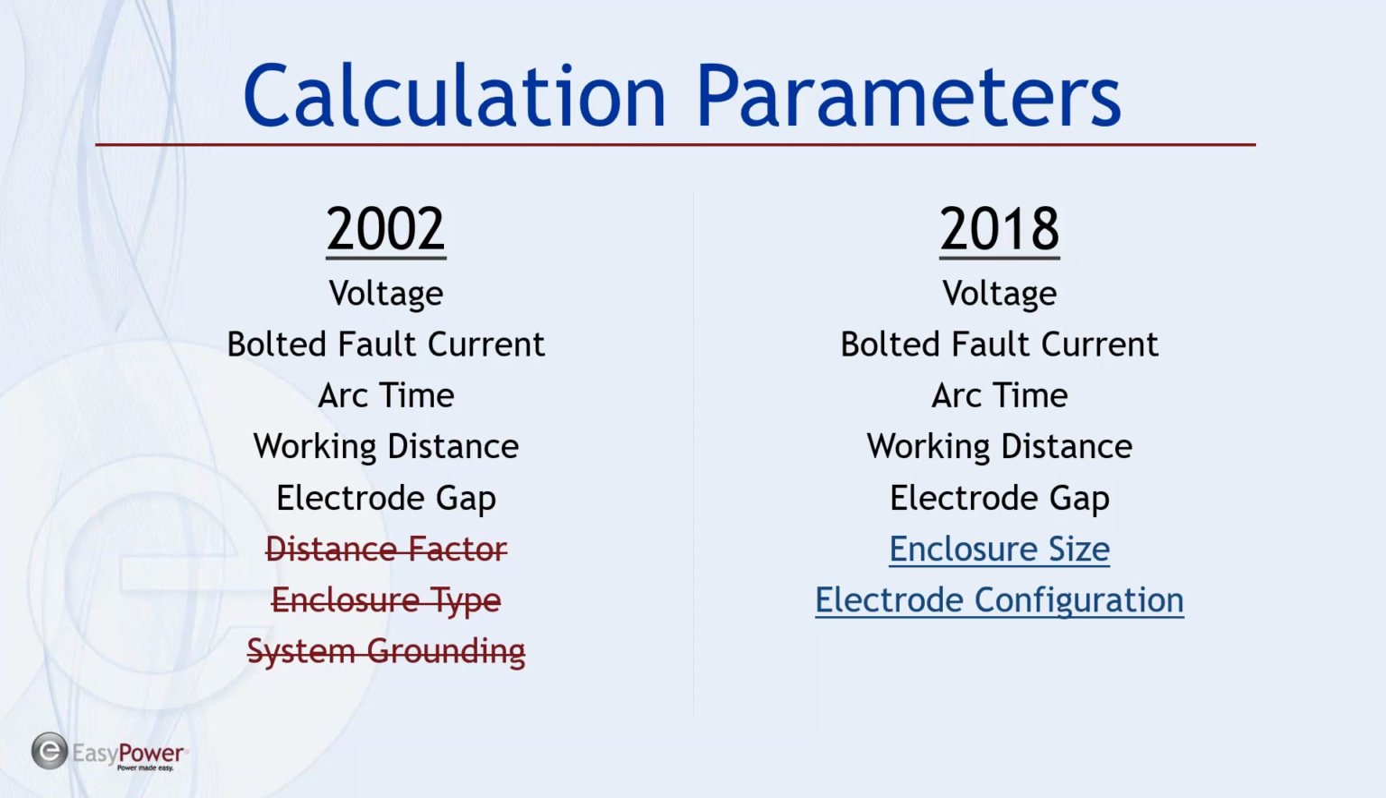And what we see in the updated standard is that there's been more granularity taken to the enclosure type. And they, being the IEEE committee, explained that the initial system grounding influence was on a limited test basis, and with further testing it was determined that system grounding had little, if any, effect, and the distance factor that was used has been expanded into more understanding of things like the electrode configuration and the enclosure size itself.